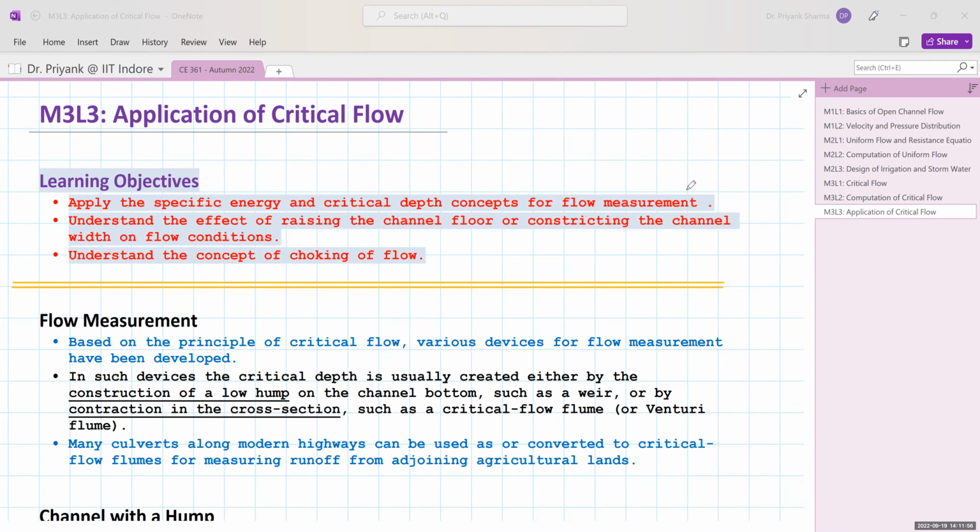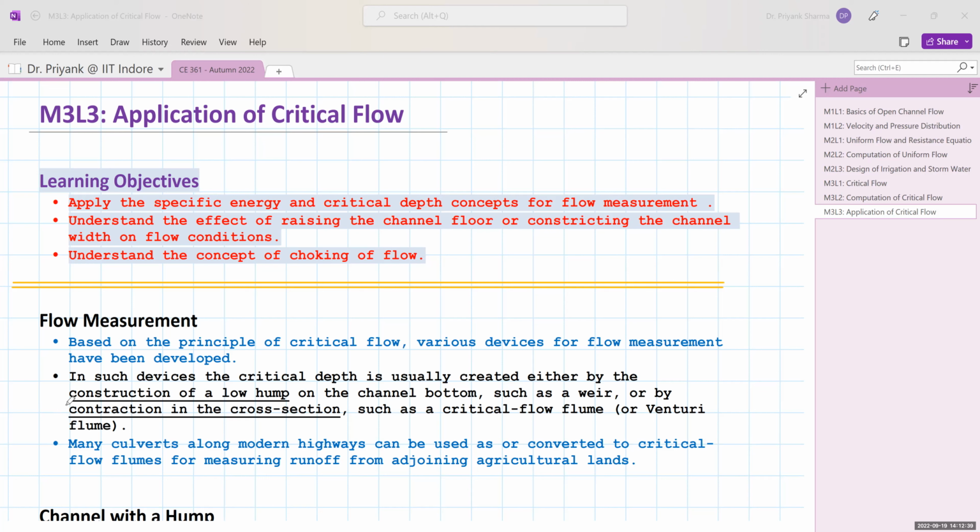So we discussed in the previous class that the attainment of critical flow condition is important because there we get a unique depth discharge relationship and which can help in measuring flow. So based on that principle, many flow measurement devices have been developed, or so-called hydraulic structures, which are applicable in field. Now in such devices, the principle works that the critical depth is created either by constructing a low hump in the channel bottom, that is usually called a weir, or by contracting the cross section such as critical flow flume or venturi flume.